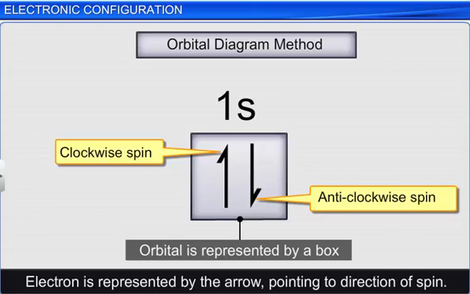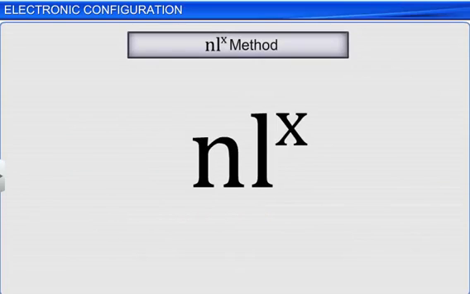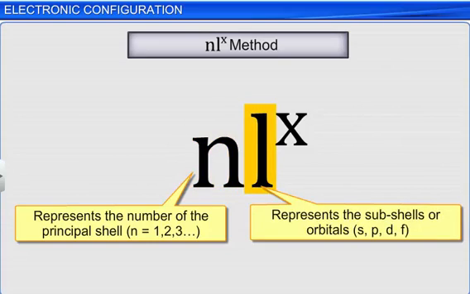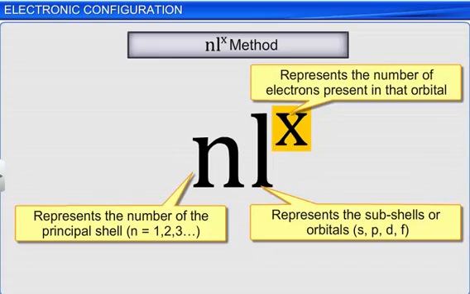The other way of representing the electronic configuration is by the nlx method. Here, n represents the number of the principal shell, that is 1, 2, 3, etc. l represents any subshell or any orbital: s, p, d, f, and x represents the number of electrons present in that orbital. For example, 3p2 denotes that the p subshell of the third principal shell contains 2 electrons.